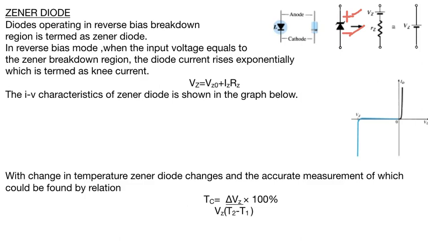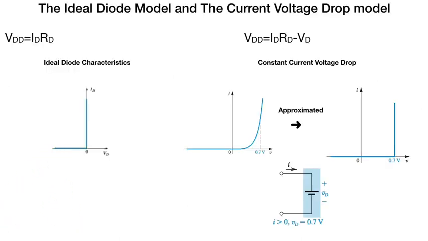With change in temperature, the Zener voltage changes, and the accurate measurement of which can be found by the relation Tc equals delta Vz upon Vz, into T2 minus T1, into 100, where Tc is the temperature coefficient.